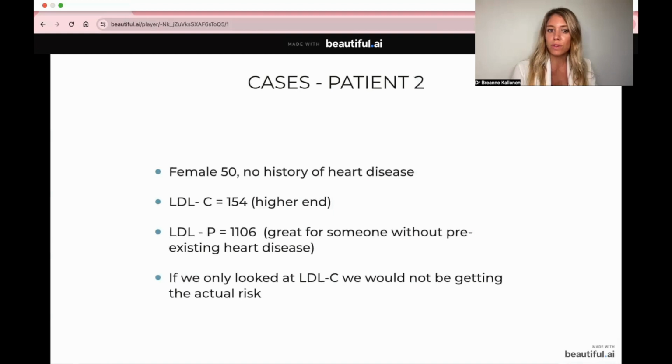This is a 50-year-old female patient, no history of heart disease. So we think, oh, no family history, no personal history, no risk. We did the LDL-C, and we found that her LDL was at 154, so it's on the higher end.